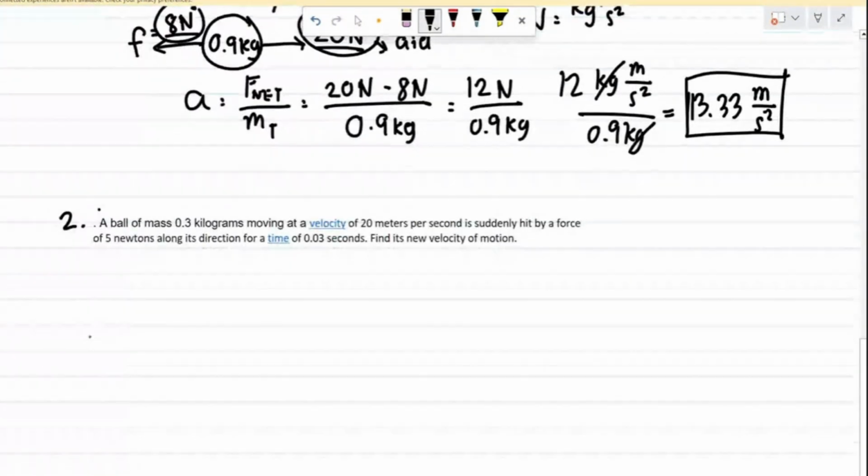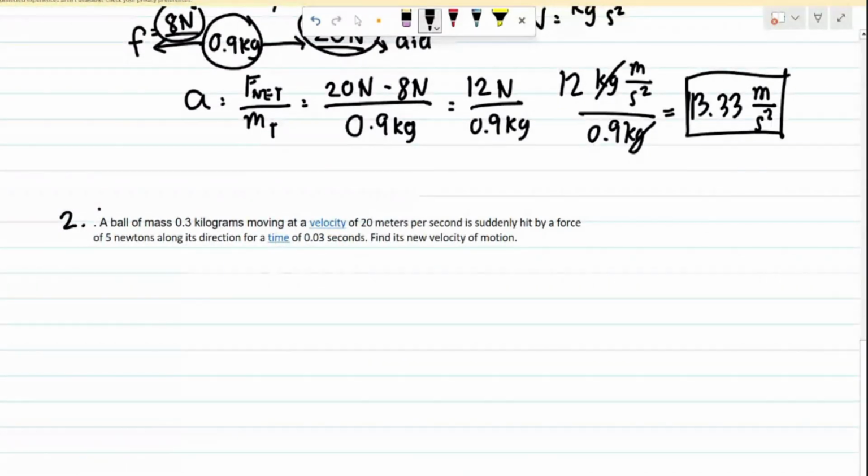Okay, so sabi po dito, a ball of mass 0.3 kilograms, moving at a velocity of 20 meters per second is suddenly hit by a force of 5 newtons along its direction for a time of 0.03 seconds. So find its new velocity of the motion.